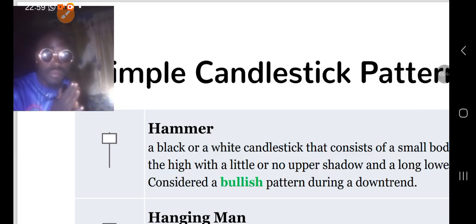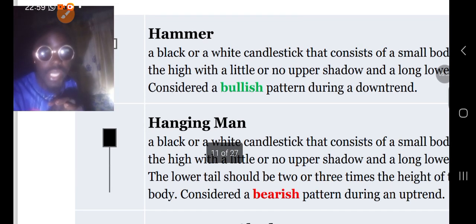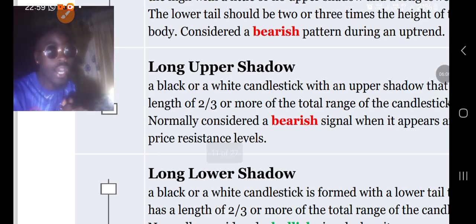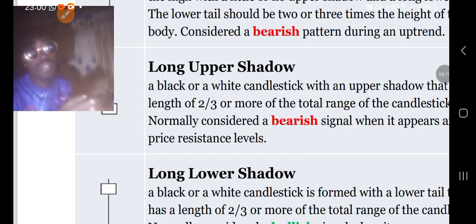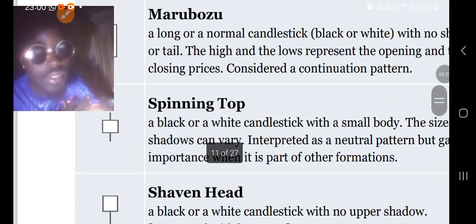It mostly forms at the highs or lows, or when we are about to reverse. We have the hanging man, considered a bearish pattern during an uptrend. When the market is at the top of the range and this happens, it seems the market is going to go down. We have the shooting star, a black or white candle with a long upper shadow. It is bearish and happens at the top of the range. It is like a dragonfly doji, so they act the same. We have spinning tops.